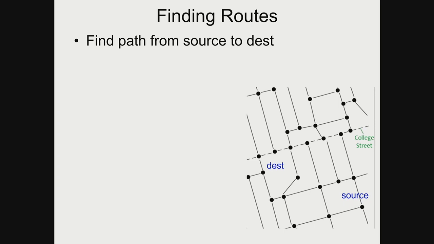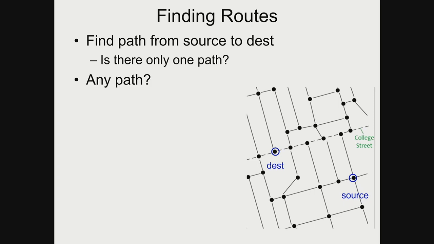Now we need to make this algorithm. We need to find these paths or these routes between this source and this destination in this little bit of city. Do you think there's only one path, or do you think there are many paths? This is not a hard question. How many people think there's one path? How many people think there are many paths? Yeah, so there are many, many paths.